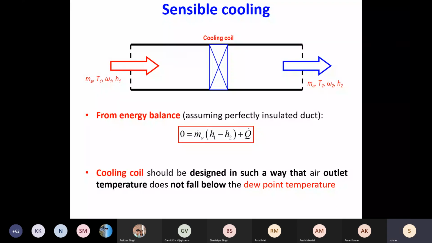In the next few slides, we will quickly go through some example problems on each of the process lines which we have seen: sensible cooling, sensible heating, cooling plus dehumidification, heating plus humidification, heating plus dehumidification. Okay, so all those 6 processes. The 2 processes which I told you are not possible physically in one go, those I will not be discussing. That is only humidification and only dehumidification, because for them we require at least two processes to accomplish that single vertical line.